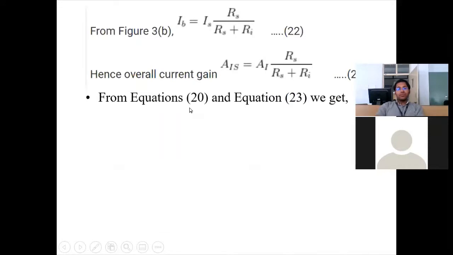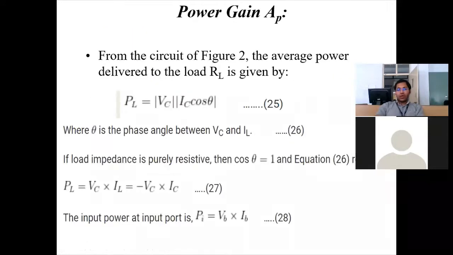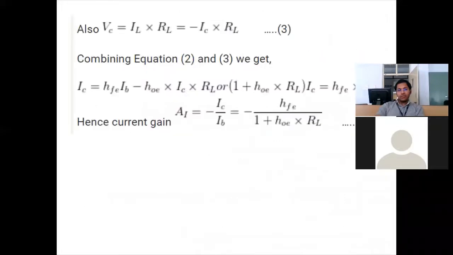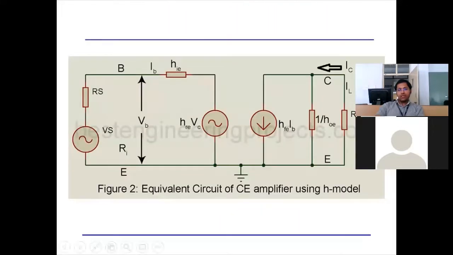Now let us go back to our circuit. In the circuit, what will power be? Power will be simply the output voltage multiplied by the output current. The output voltage is VC, the output current is IL. So VC IL. Now, if I want only the magnitude, sign doesn't matter.